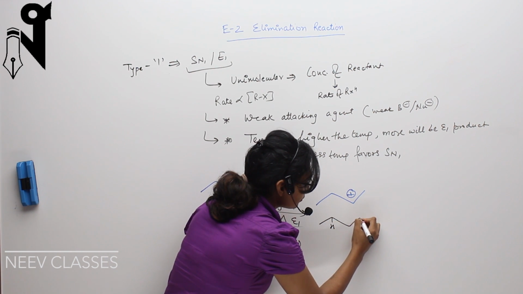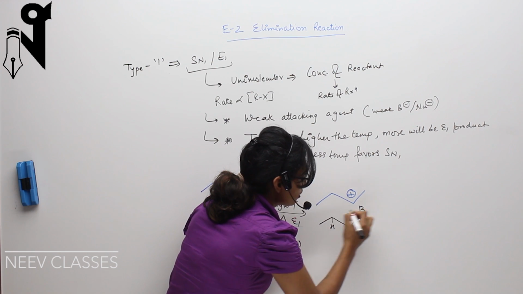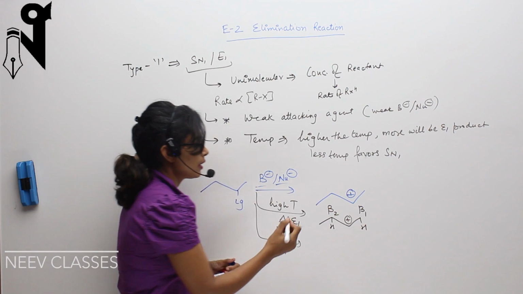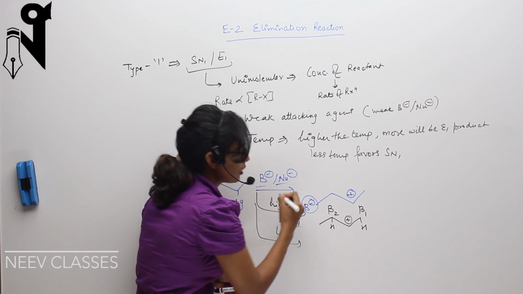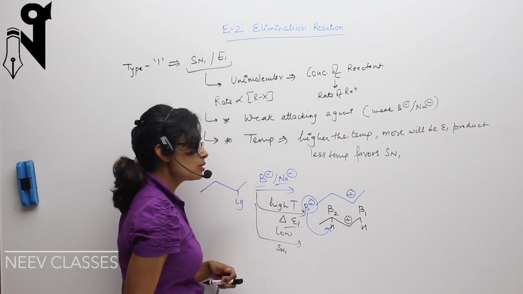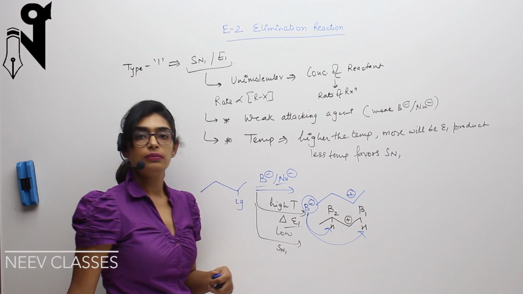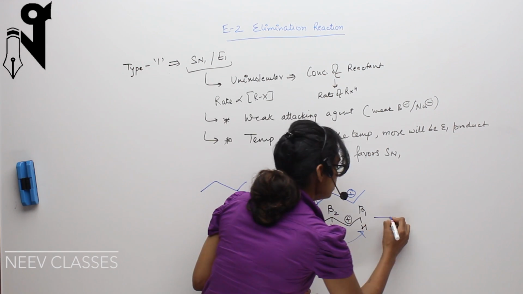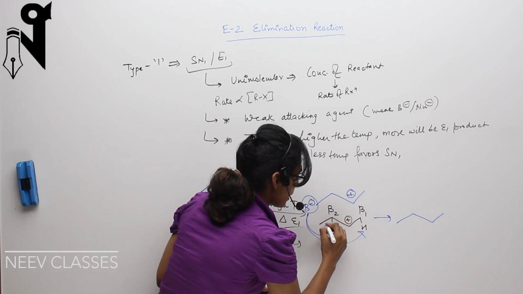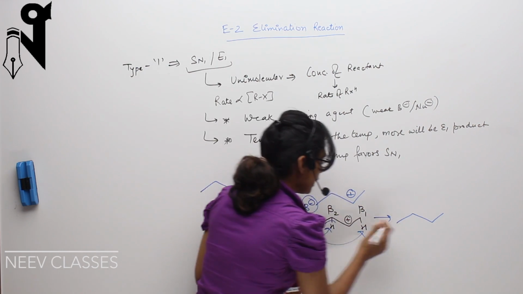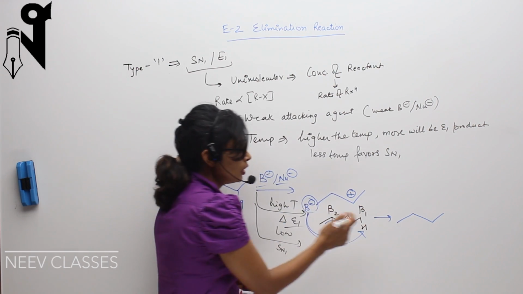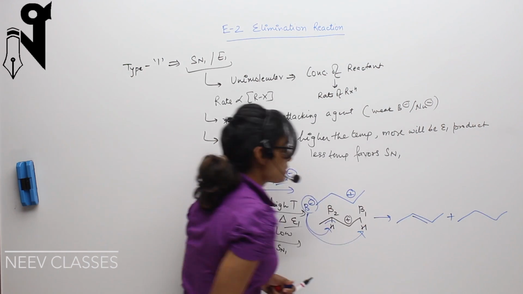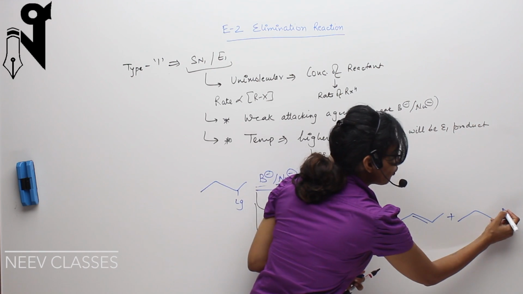Now in case of E1, how will the attack happen? We will look for the hydrogens present on the beta position, mark them beta 1, beta 2, and this is my carbocation. So my base will attack the beta hydrogens, either on beta 2 or on beta 1, to form the respective alkene. So they will abstract these hydrogens. If the hydrogen is abstracted from the beta 2 position, the alkene will be formed like this. If the hydrogen is abstracted from the beta 1 position, the alkene will be formed like this.